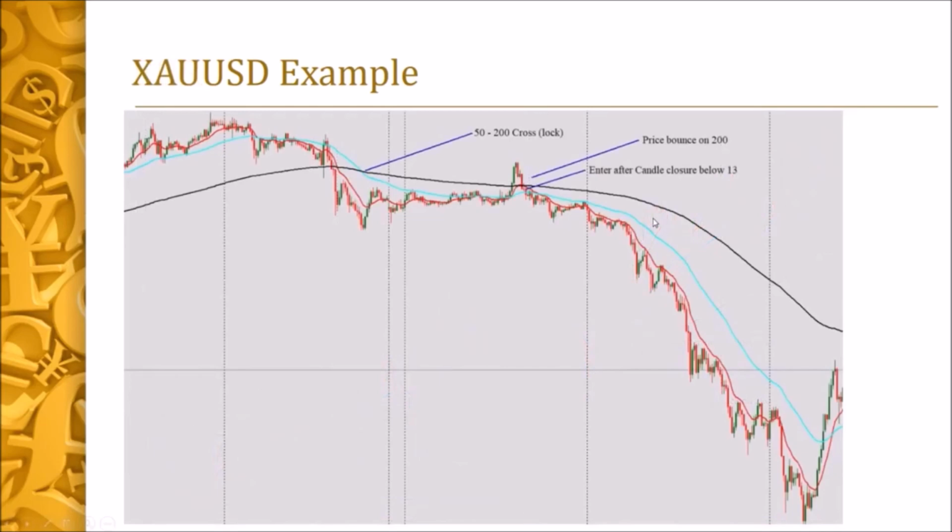Then this was a gold example. It actually occurred recently, and if you are someone who is following the social media, there are some traders that made over 1000 pips on this move. It was just as simple as waiting for 50 200 cross, then price pulling back to the 200 EMA and candle closure below the 13 EMA, and there you have it. Your take profit was definitely going to be hit.